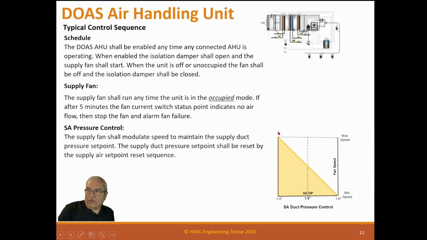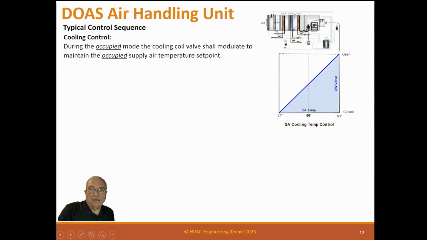So at 1.4, the fan will be at full speed. At 1.6, it'll be down to minimum speed. But normally it'll just isolate right around here. It'll operate right around here, trying to maintain set point. And remember, this set point is set during TAB. Typical control sequence for cooling.